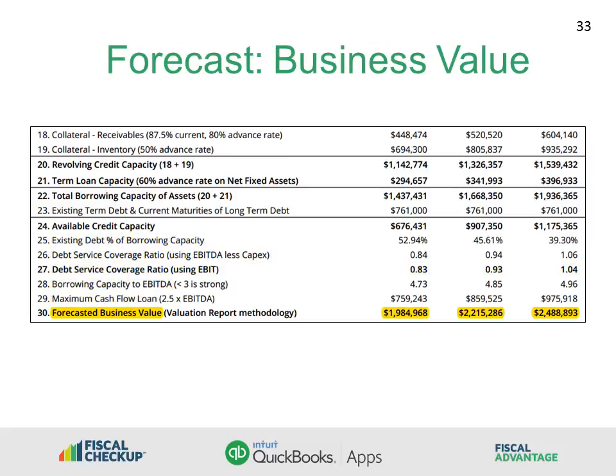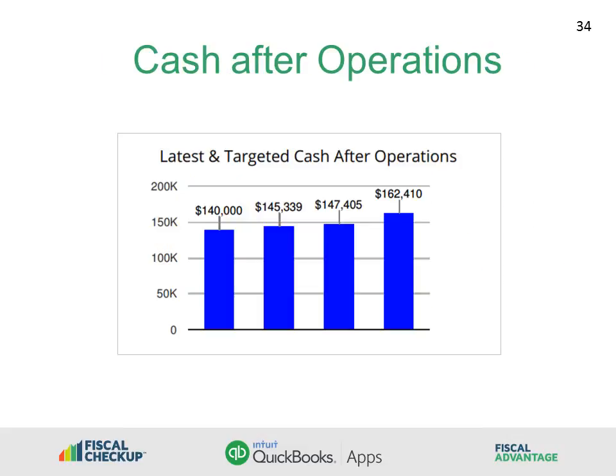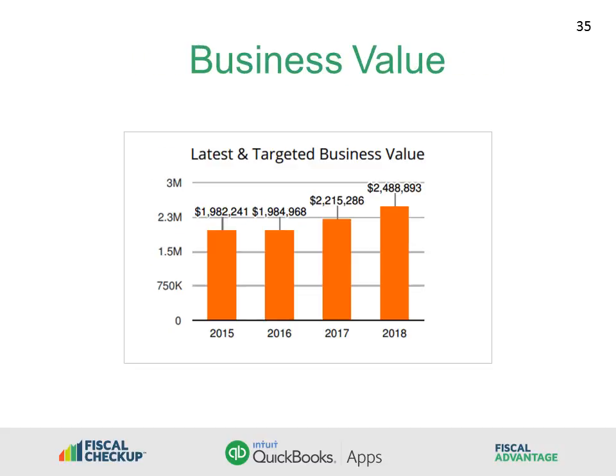The final line in the forecasting table shows how the value of the business will be impacted over the next 3 years based on the financial performance above. This bar chart below the forecasting table shows the cash after operations, line 14, from the forecasting table. Also on the bottom of this page, this bar chart shows the business value from line 30 below the forecasting table.